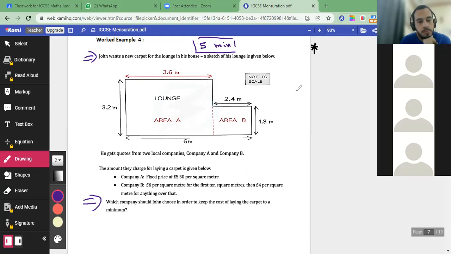I learned that A takes 5.5 per square meter. After that, B is 6 per square meter for the first 10, and then 4. Pay attention, guys. Here in this problem, Mariam, he doesn't mention the area. He doesn't say find the area, but what did he say?